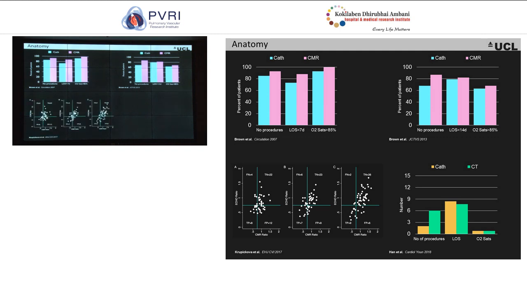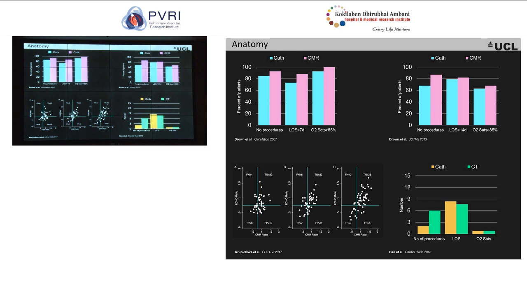We looked comparing echo and MRI to look at the branch pulmonary arteries. These are the scatter plots comparing the right and left pulmonary artery measured by echo and MRI, and they correlate okay, but you can see there's a false negative and a false positive rate with echocardiography. This was comparing CT now with cardiac catheterization, showing CT is as sensitive as cardiac catheterization for picking up vessel stenosis.